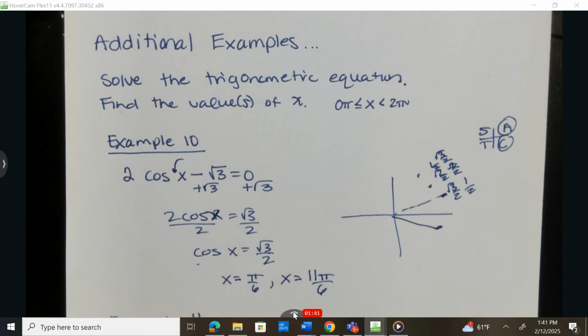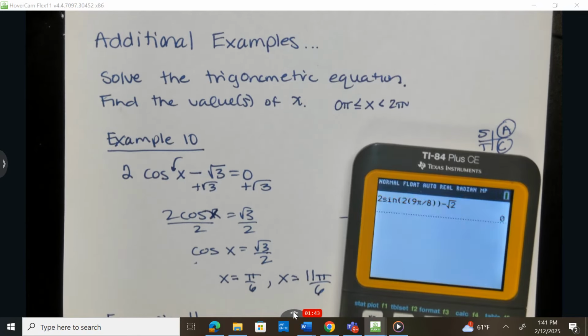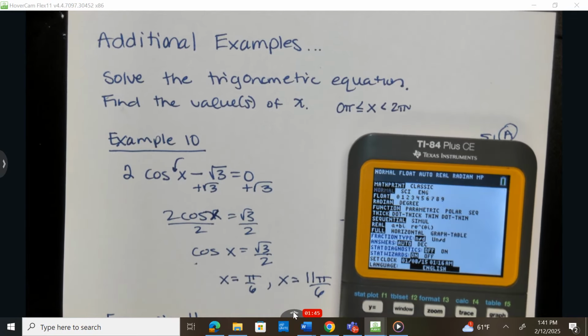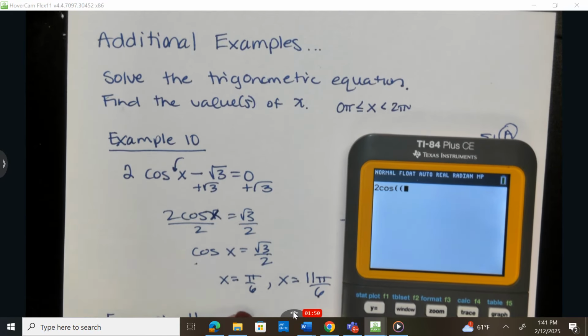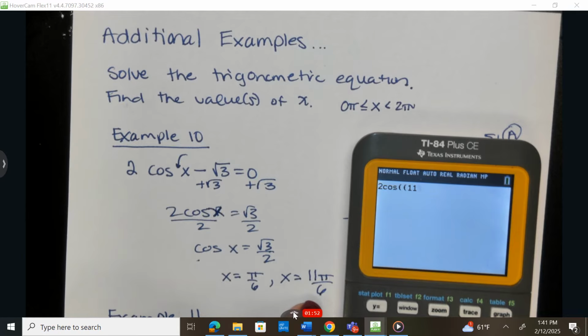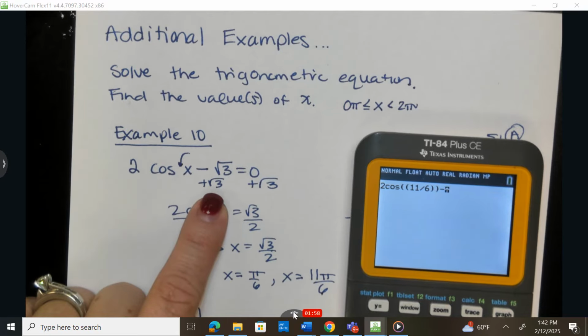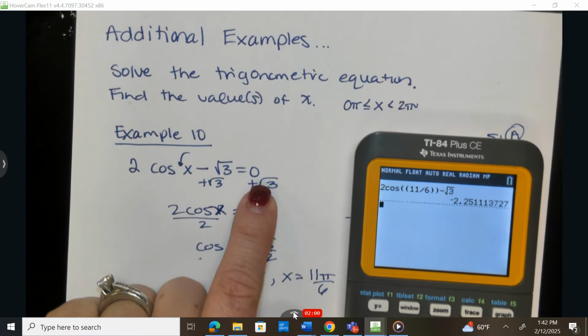Now how can we check to see if we're correct? Well, the first thing is making sure that we are in radians. I'm going to come up here to 2 cosine in parentheses. Let's try the second one. It doesn't matter which one we choose. 11 pi divided by 6. And then I'm going to subtract the square root of 3, and I better get an answer of 0.